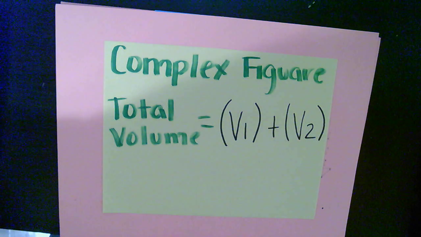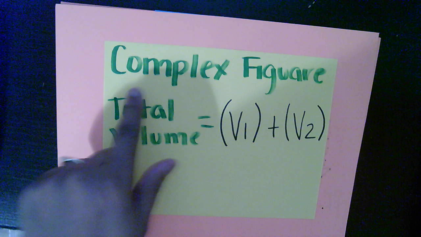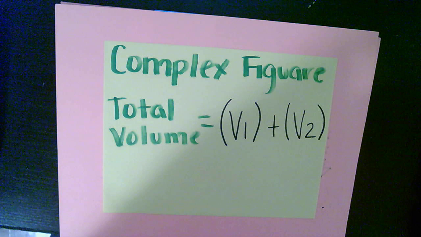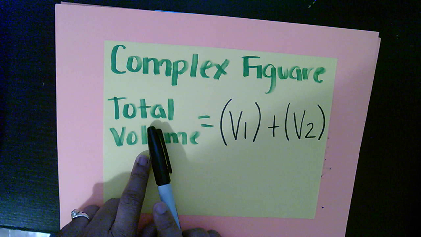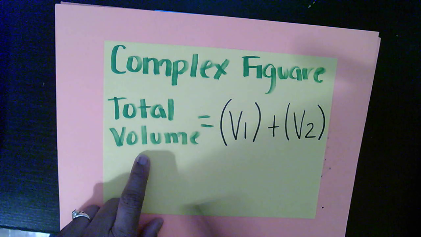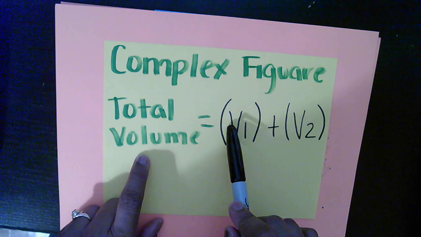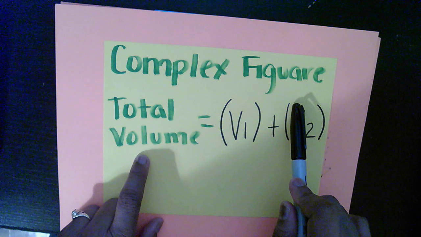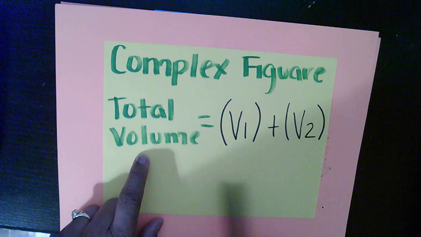Okay, when we were working with volume, we also learned how to find the total volume of a complex figure, meaning it's two prisms or two figures together. They may overlap or they may not. Okay, and for us to find the total volume of two figures, we need to find the volume of one prism or one figure, and then find the volume of the second figure or prism, and add the two volumes together to find the total volume of that figure.